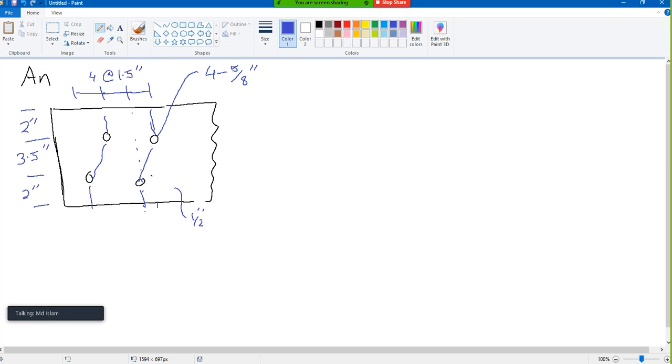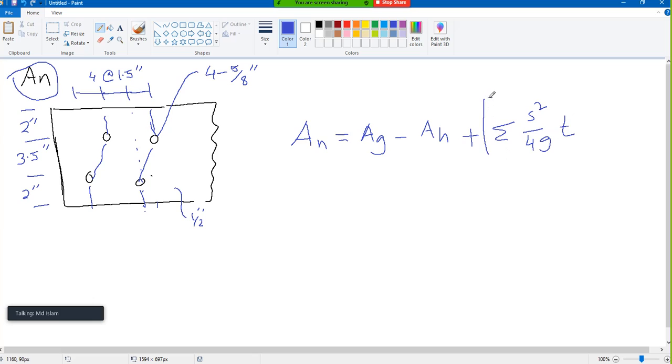Okay, so for this plate, we will find the net area. That is the question. All the data is given. Now, how to find net area? We know net area equals gross area minus the hole area. And if there is an inclined plane in my failure path, then that will be summation of s square by 4g times t.